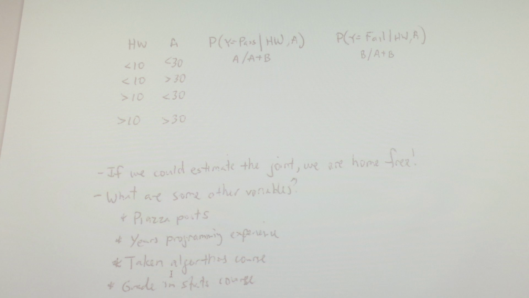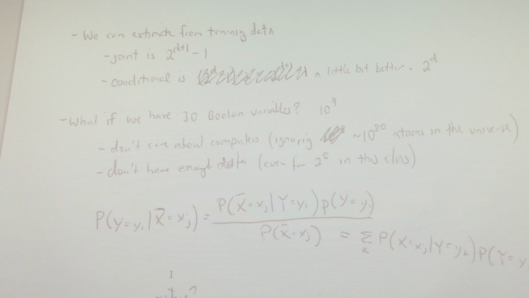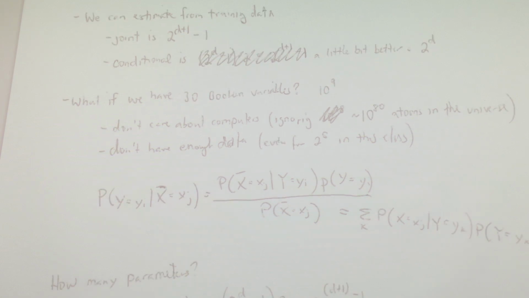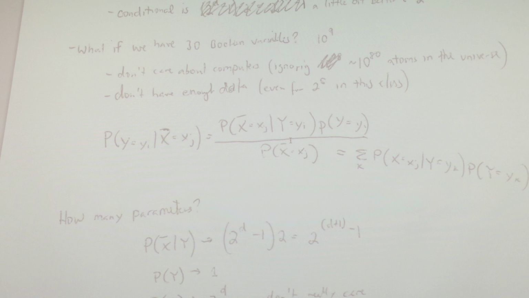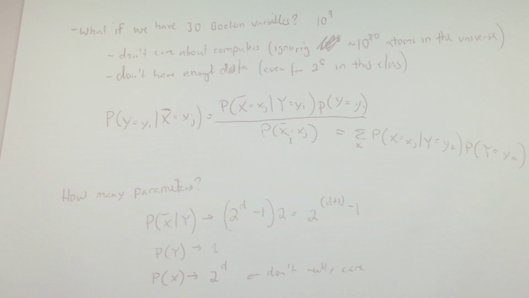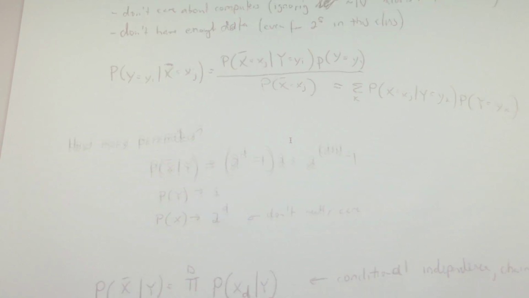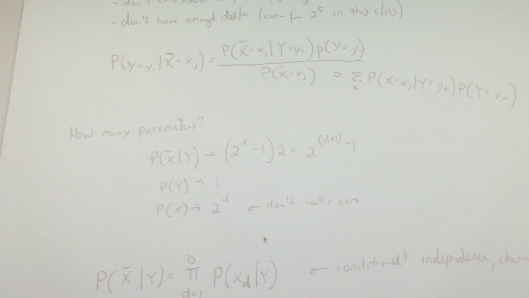And if we had more variables, obviously it would get too big pretty quickly, so we assume conditional independence. This is the number of parameters in the joint. Conditioning is a little bit better, we just get rid of the y, but it's not interesting. So this is just too big in general. If we get to 10 to the 9, things like this, it is too big. So what we do is we estimate using the conditional independence chain rule. I'm just going through naive Bayes again.